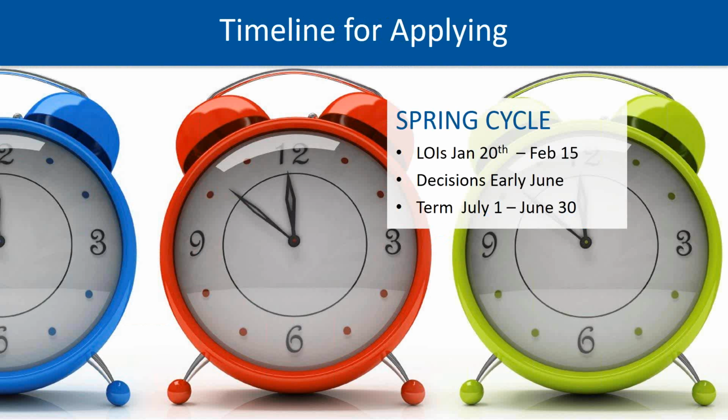Invitations to apply will be sent out to organizations in early March, with applications due at the end of March. Decisions will be reached in early June. The grant term for the spring cycle will be from July 1st to June 30th. Reports are due on January 15th for the interim report and July 15th for the final report. Those of you who are interested in summer timing, as Carol mentioned, those grants will be available and the LOIs due at the end of September.